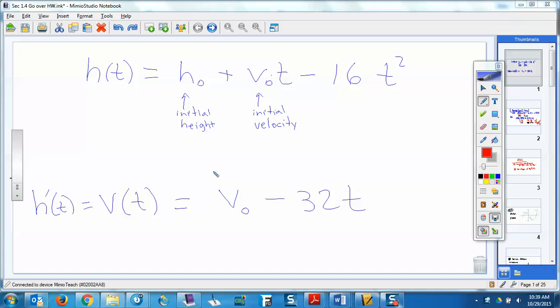Those two equations: the height of an object in free fall, where gravity is the only thing acting on it, and the velocity of an object in free fall. V sub 0 is initial velocity, H sub 0 is initial height from which it is thrown or dropped.